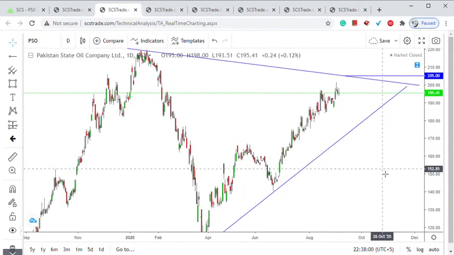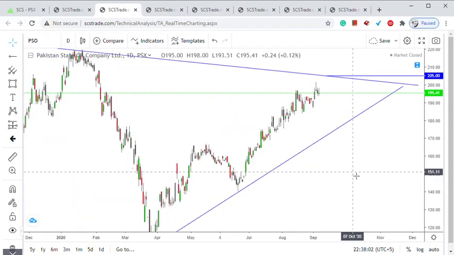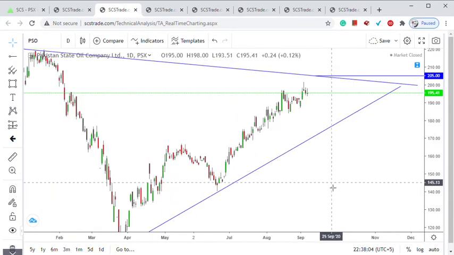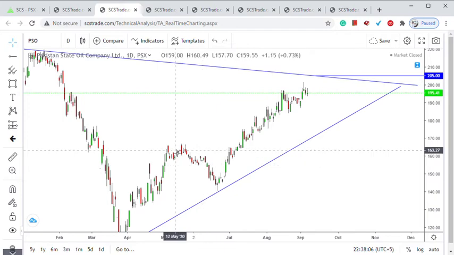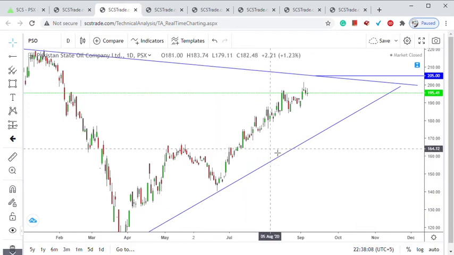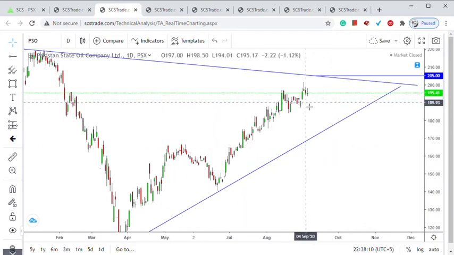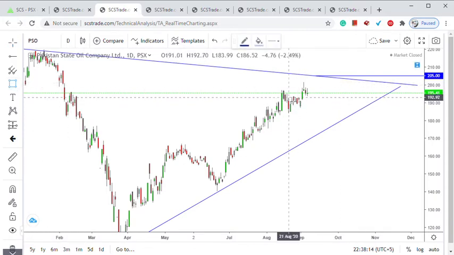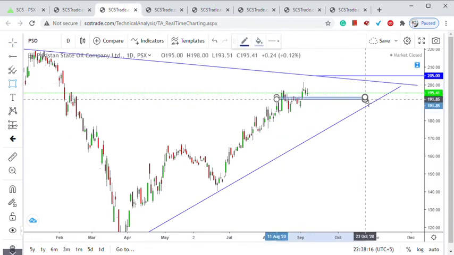On the daily time frame, you can see the areas, the key areas of the stock to come down. But this would be the best one, the recent one. This would be the area like this.